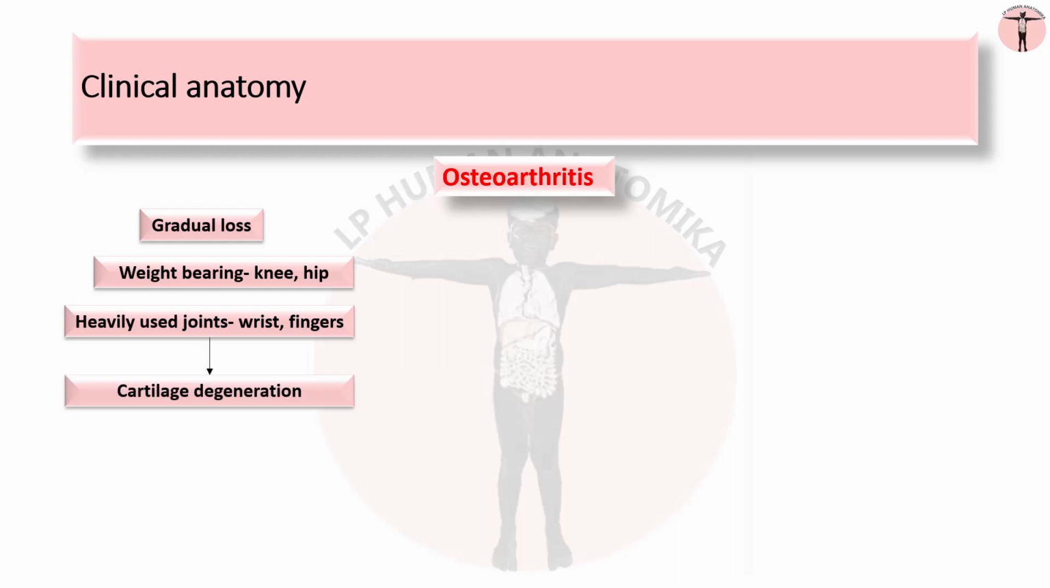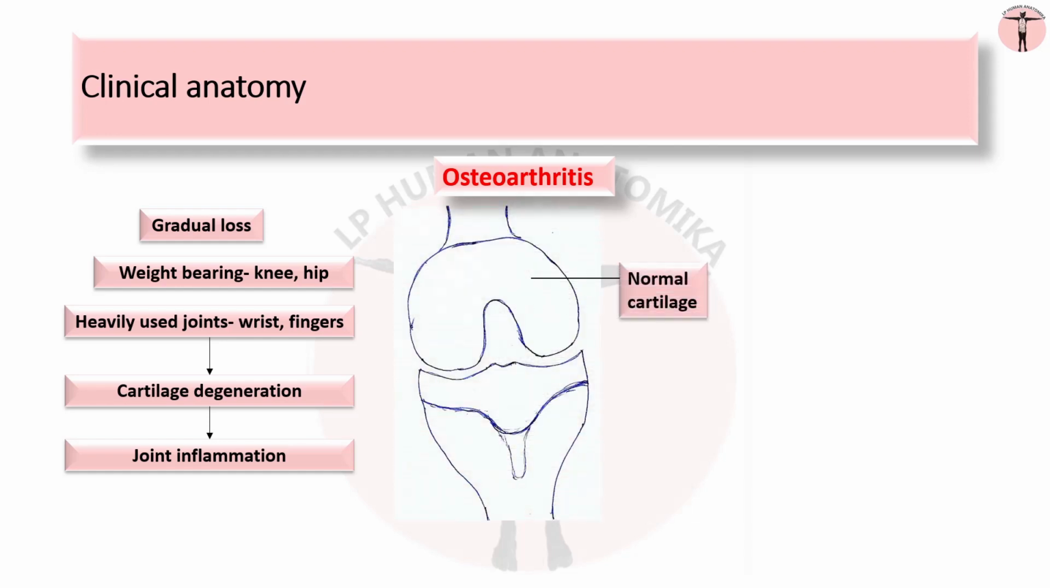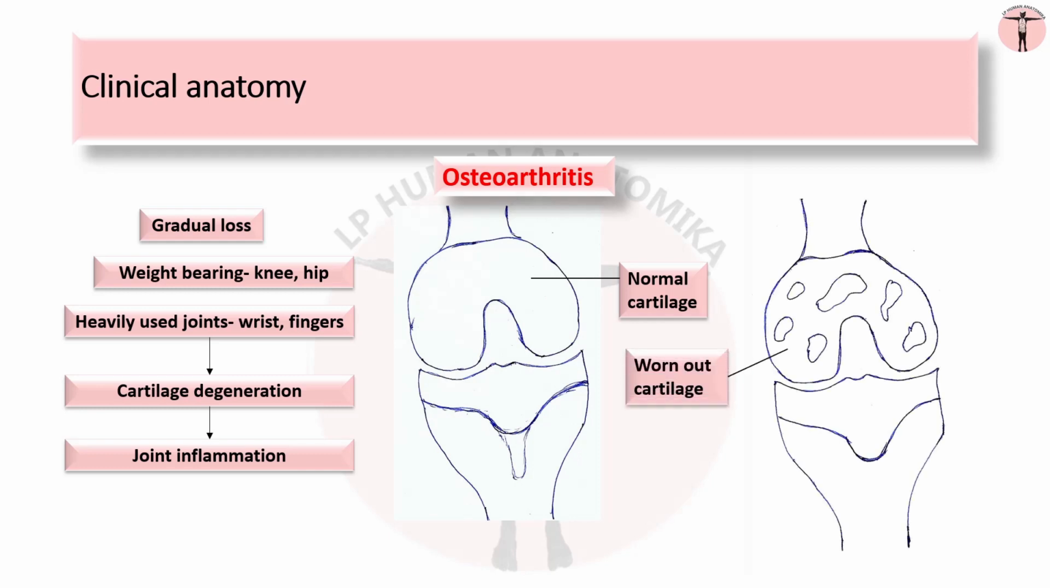The loss of protective cartilage causes joint inflammation as two bones start to rub directly against each other. The picture shows the normal cartilage in the knee joint, and in this other picture you can observe the worn out cartilage. The fragments released from the wear and tear get sandwiched between the two bones during movements and increase the damage, causing pain and inflammation.